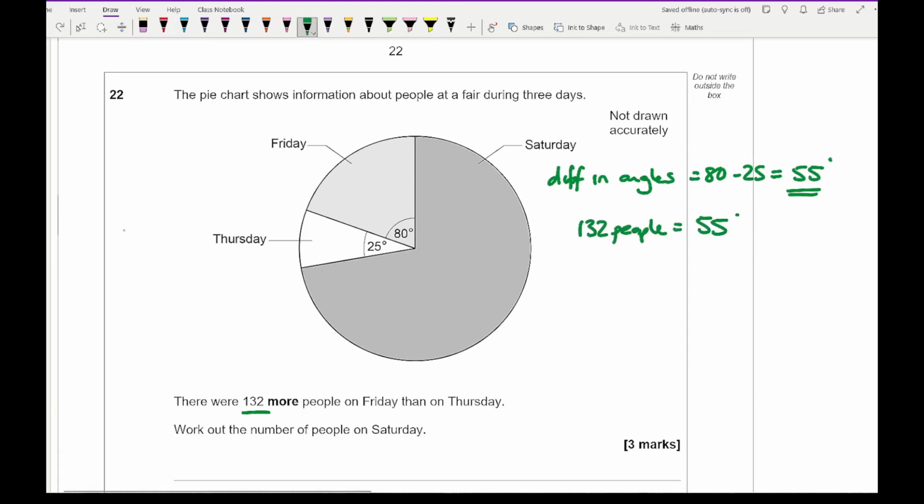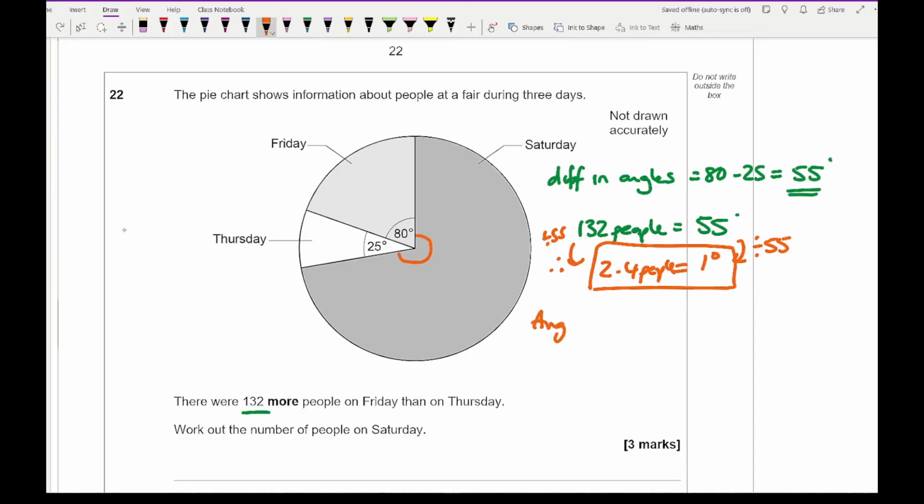Now what we want to know is what 1 degree is, so I need to divide by 55, and I do the same with 132. So 132 divided by 55 is 2.4 people. This is really, really important, because now I need to work out what the angle for Saturday is. The angle for Saturday is going to be 360 minus 25 minus 80, which is 255 degrees.